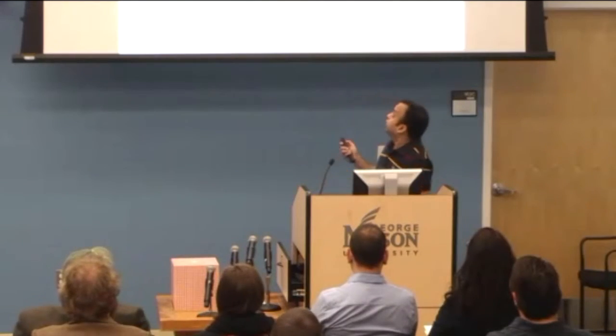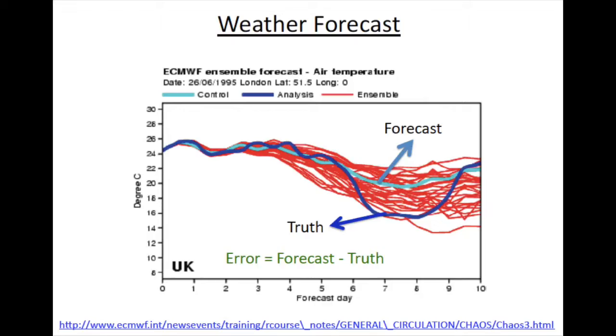Hello everyone. So that's my talk, and in this figure I'm showing you the typical temperature forecast for a period of 10 days. The dark blue curve is the truth, and the light blue curve is the forecast. You can see that the forecast starts out pretty close to the truth, but as time increases, it gets further and further away from the truth.